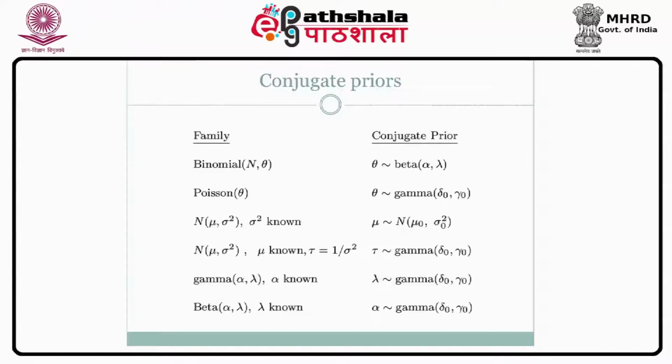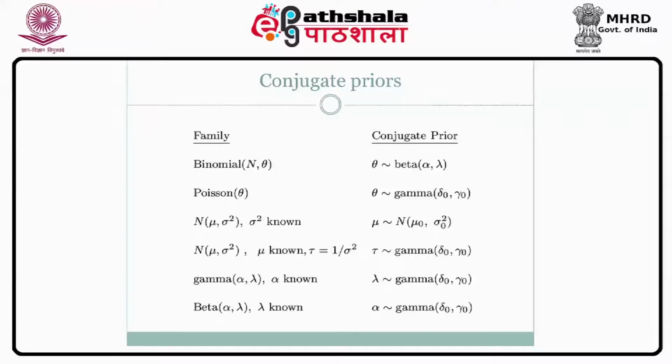Let us give you some basic idea about the conjugate priors. I'm going to explain the conjugate priors later, but for different families of distribution, the conjugate priors come out correspondingly as follows. For binomial n, theta, the conjugate prior for theta is beta alpha, lambda. For Poisson theta, the prior comes out to be gamma delta naught, gamma naught. For normal mu, sigma square, where sigma square is known, the conjugate prior is mu normal mu naught, sigma naught square, and so on. This is how the conjugate priors have to be chosen.